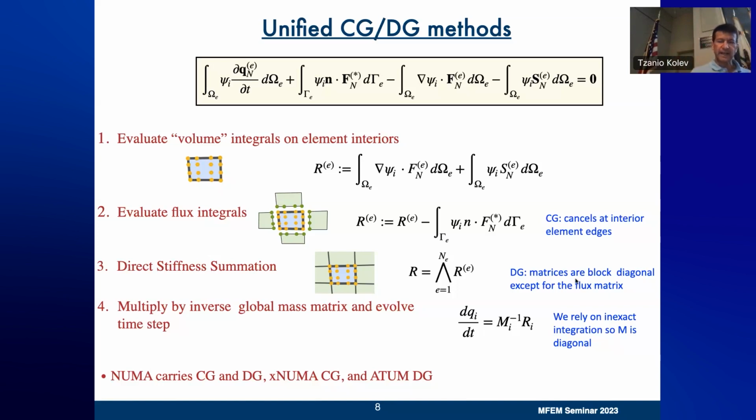Finally, at the end of the day, we have to multiply the inverse mass matrix by the right-hand side vector R, and then we evolve the solution in time by your favorite time integrator.